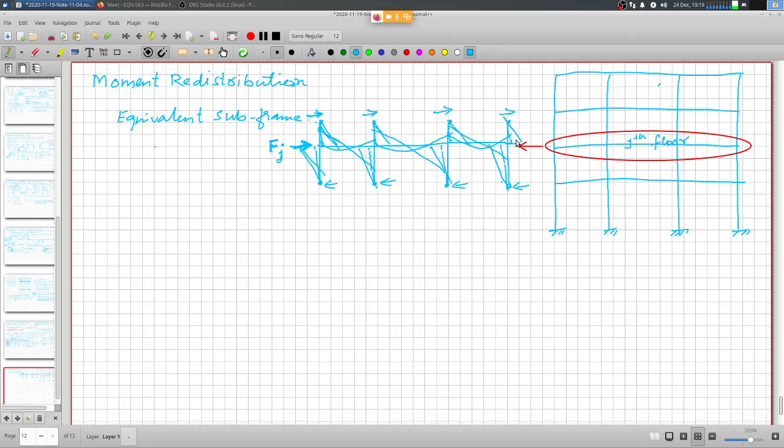Right? So the essential point that comes out of this is, most of the time you will find that exterior columns, outer columns, are much more heavily loaded. The demand is much heavier on the exterior columns.